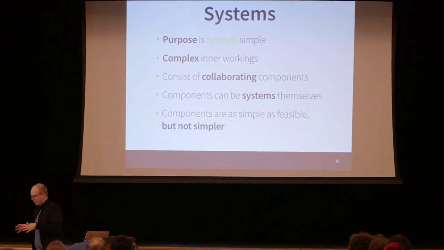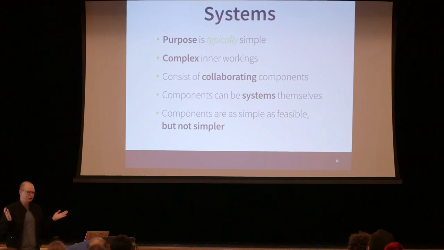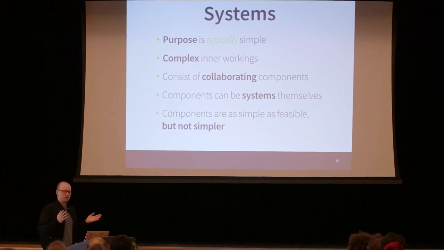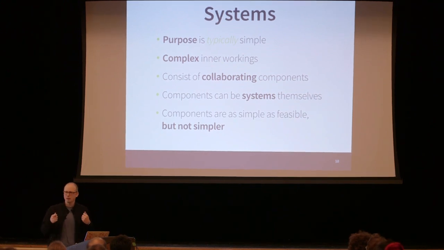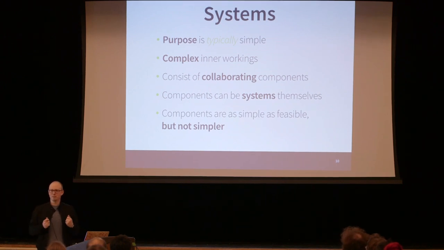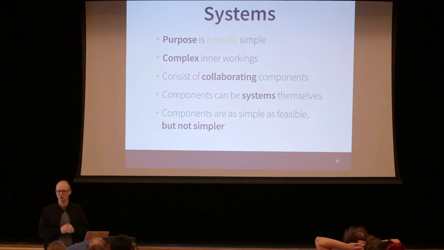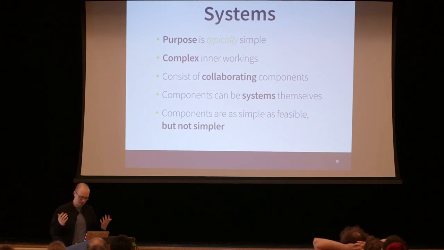What's interesting is that, according to my observation at least, components tend to be as simple as feasible, but not simpler than that. And I think that sort of derives from sort of Darwinism. Things can just be as complex as to achieve what they're trying to achieve, but not more complex, because that costs more.